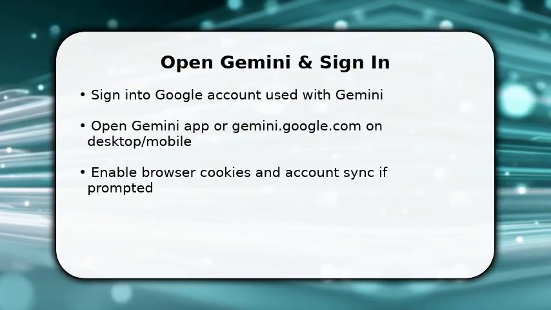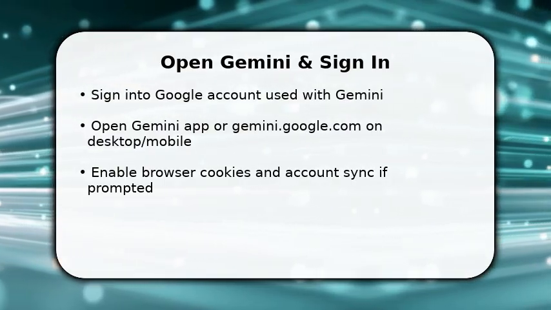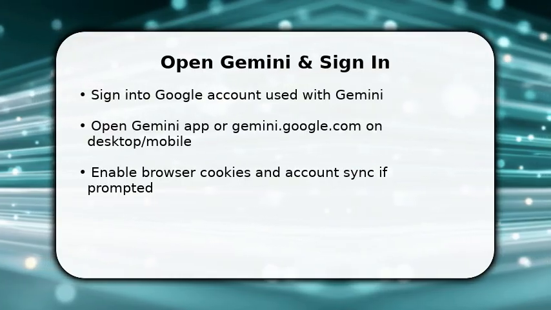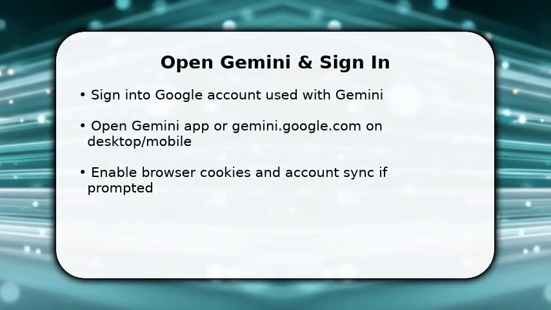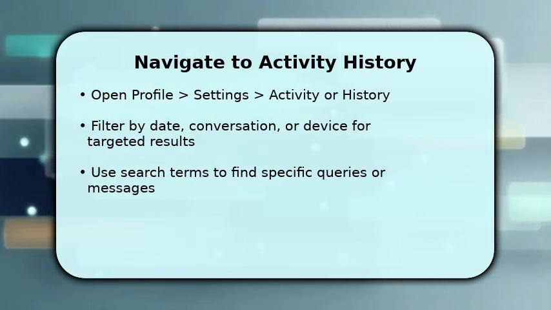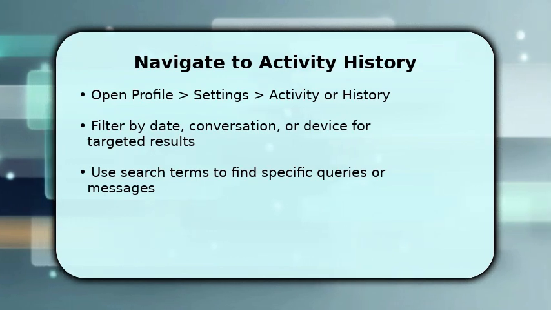If using the app, tap your profile. If on desktop, click the account avatar. These first steps let you access the specific history records you'll review next. Once done, navigate to your profile and open settings, then activity or history to view recorded Gemini interactions.